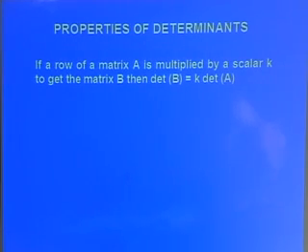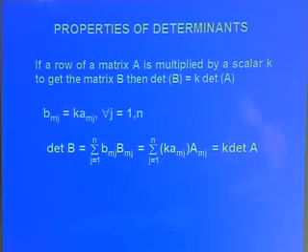Now this property says that if matrix A is multiplied by a scalar k to get the matrix B, then determinant B is equal to k times determinant A. For example, let us say we have a matrix A with elements a_ij. If in the mth row we have k times a_mj for all values of j from 1 to n, that means a row of matrix A is multiplied by a scalar k. So let us say I am multiplying the mth row of the matrix by k and I am getting a new matrix with elements b_mj, then determinant B will be k times determinant A.